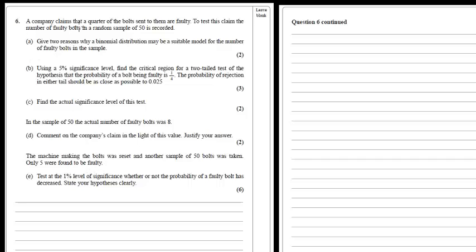A company claims that a quarter of the bowls sent to them are faulty. To test this claim, the number of faulty bowls in a random sample of 50 is found. Okay, so 50 is the random sample, so obviously this is going to be binomial. Give two reasons why a binomial distribution may be a suitable model for the faulty bowls in a sample. That means the properties of the binomial distribution.